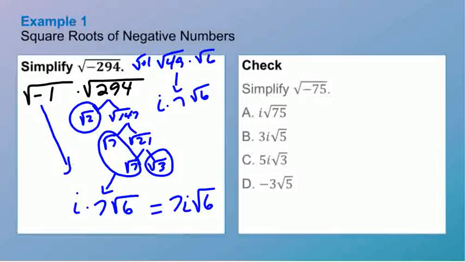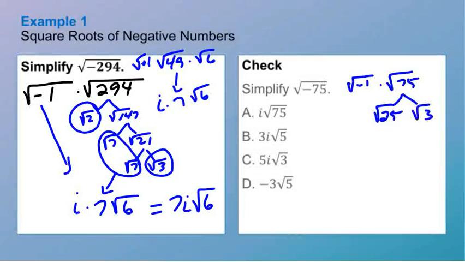Next, simplifying the square root of -75. If I rewrite this, this is the square root of -1 times the square root of 75. I can do a perfect square: the square root of 25 times the square root of 3. The square root of 25 is 5, the square root of 3, and then the square root of -1 is i. So the choice that would make sense here would be letter C.